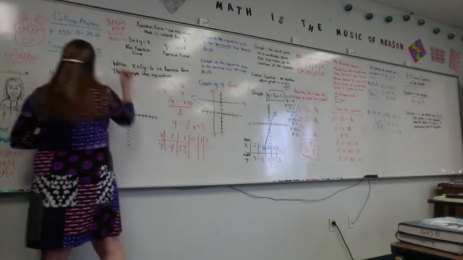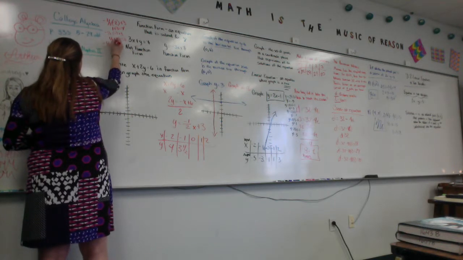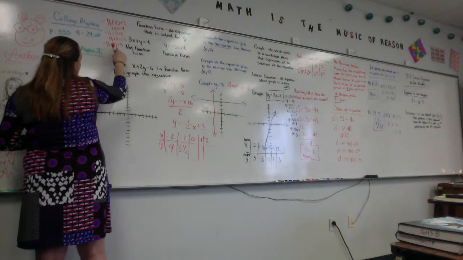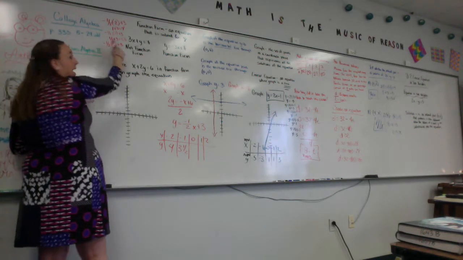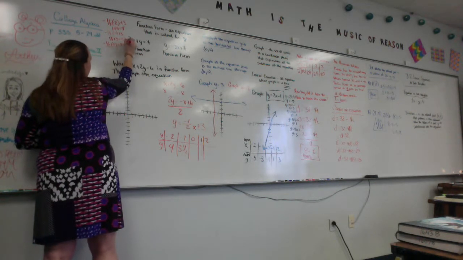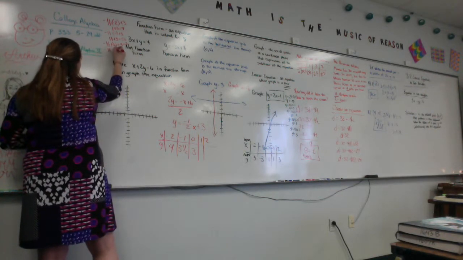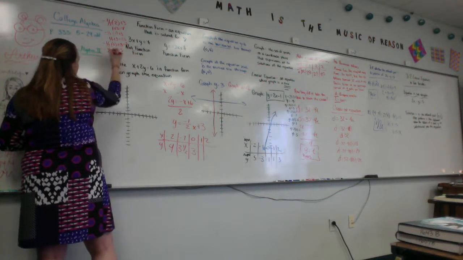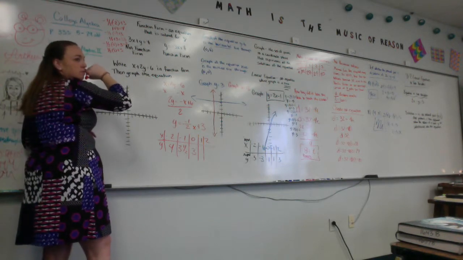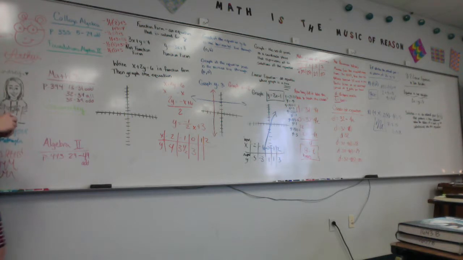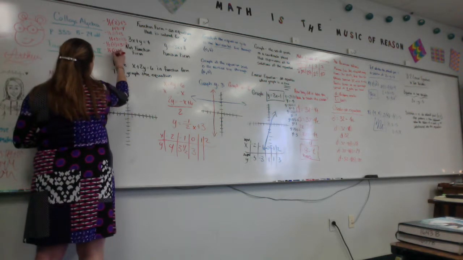Okay, let's plug 0 in. I have negative 1/2 times 0 plus 3. What do you get? I get 3. Okay. What's negative 1/2 times 1 plus 3? What's negative 1/2 times 1? Negative 1/2. And what's negative 1/2 plus 3?